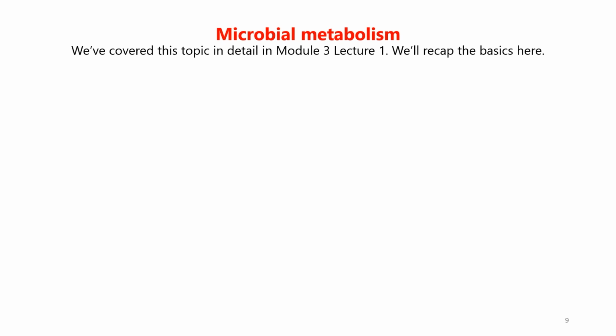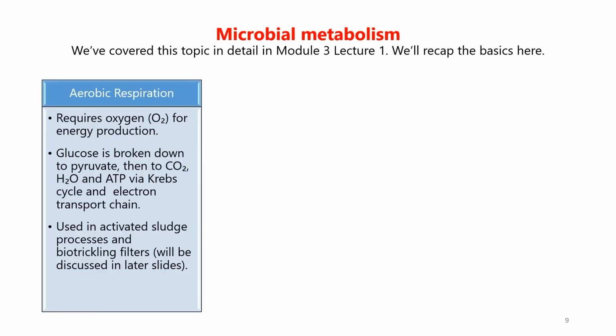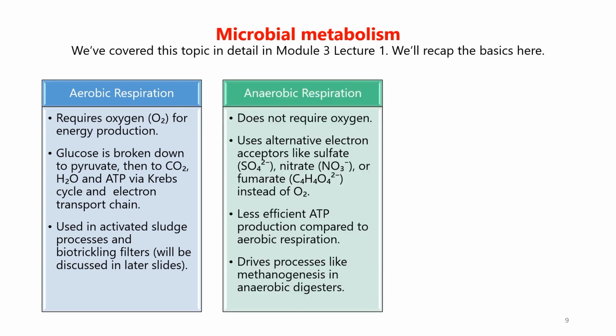So, we have covered microbial metabolism in detail in module 3. Let us have a small recap of the basics here. For example, you already know about aerobic respiration, which requires oxygen for energy production. Glucose is broken down to pyruvate, then to carbon dioxide, water and ATP via the Krebs cycle and electron transport chain. These are used in activated sludge processes and biotrickling filters, which we will discuss in the later part.